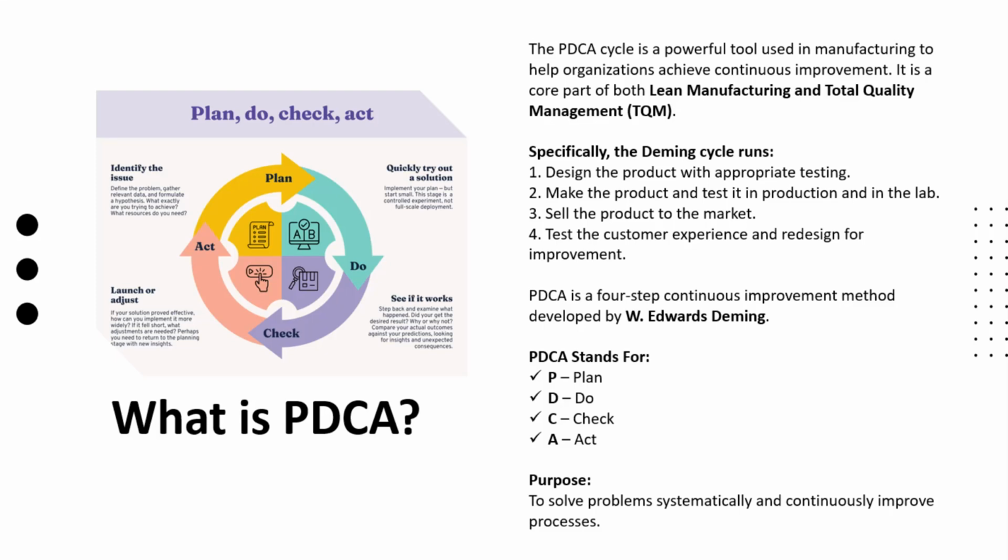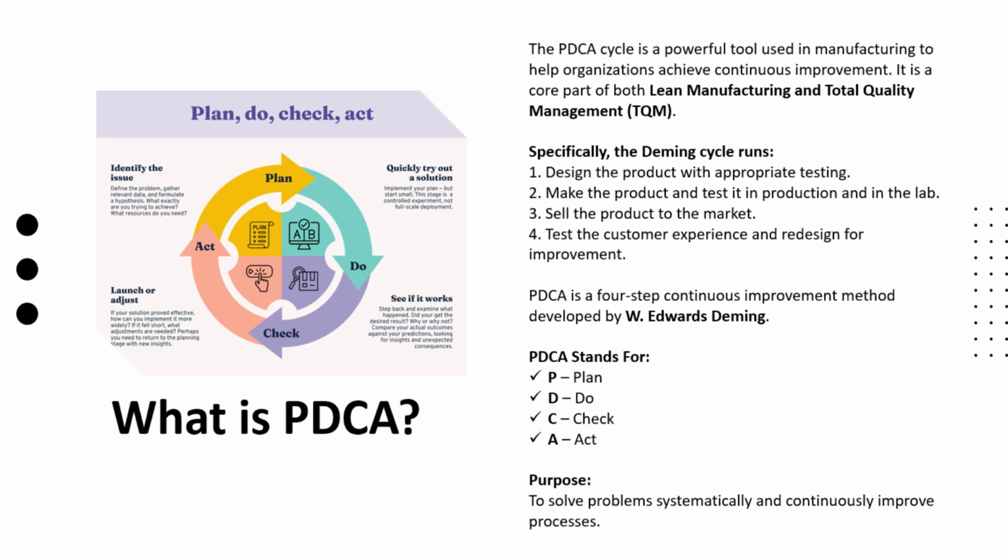Today I will discuss another important lean manufacturing tool called the PDCA cycle. The PDCA cycle is a powerful tool used in manufacturing to achieve continuous improvement. It is an important part of both lean manufacturing and total quality management, also known as TQM. The PDCA cycle was developed by W. Edwards Deming. It is also known as the Deming cycle.